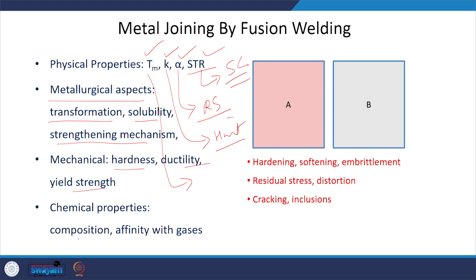Chemical properties like composition are of great importance in determining the ease of welding and the affinity of the metal with the gases. If the metal has a greater affinity to the gases, in the form of high solubility, gases getting dissolved, or high reactivity, both create problems in the form of porosity and inclusions. If the metal has high affinity with the gases, the porosity and inclusions are really very problematic, like in the case of aluminum.